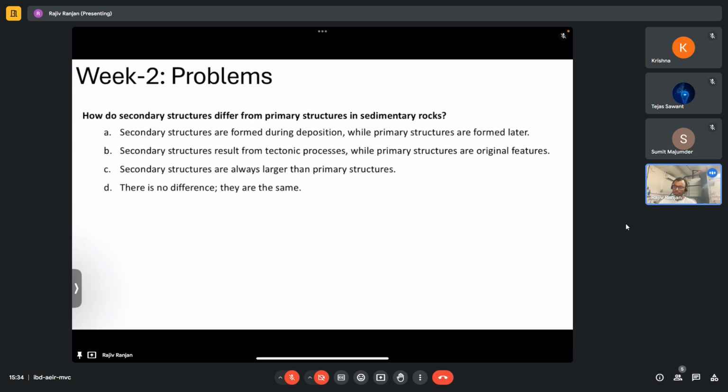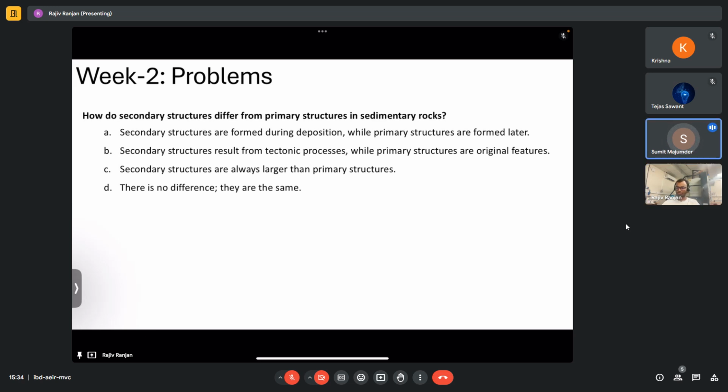How do secondary structures differ from primary structures in sedimentary rocks? Option A, secondary structures are formed during deposition, while primary structures are formed later. Option B, secondary structures result from tectonic processes, while primary structures are original features. Option C, secondary structures are always larger than primary structures. Option D, there is no difference, they are the same. Again, the same problem. Tell me. In my opinion, it should be option A.